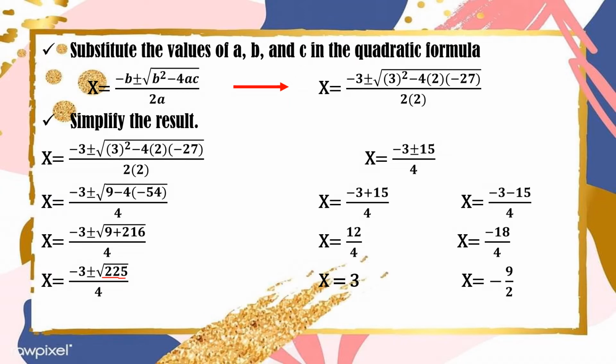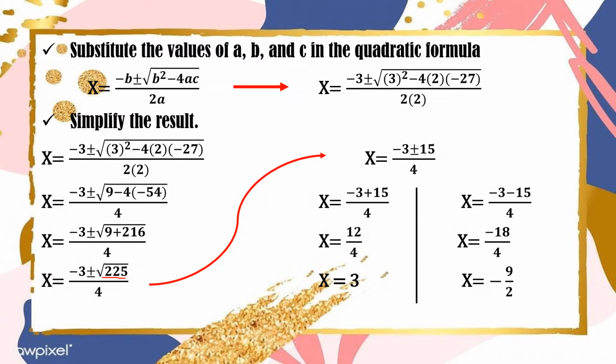So x is equal to negative 3, plus or minus 15, all over 4. So if we use positive 15, we have x is equal to negative 3 plus 15, all over 4. Then x is equal to 12 over 4. So we subtract negative 3 and 15 because they are unlike signs. Then divide 12 by 4, so x will be equal to 3.